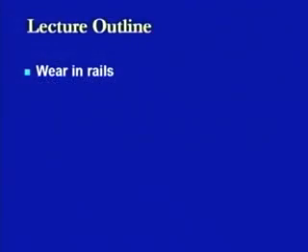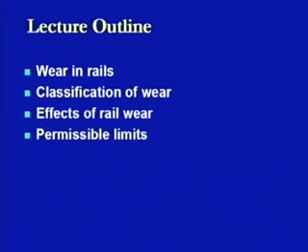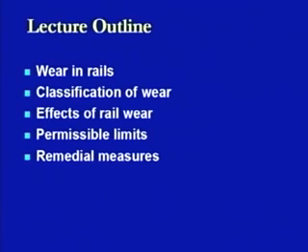It means we have to change the section and place another section so as to make the section further usable. In the case of these wears and failures of the rails, the lecture has been outlined using different subtitles like the wear in rails, the classification of wear, the effects of rail wear, the permissible limits, and some of the remedial measures of removing, eliminating or reducing the wears or the failures. Now, we will be starting first of all with the rail wear.